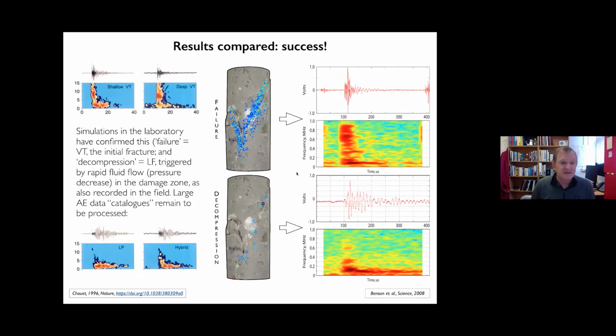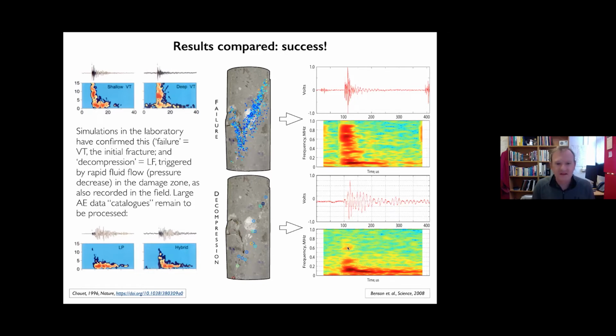So summarize those experiments in one slide. Here we have the failure stage on the top. Sorry, shallow and deep volcanic tectonic events. That's what we're simulating here. On the right hand side, typical data from the acoustic emission sensors shows that high frequency. There's a low frequency component as well, but there's a lot of high frequencies here. In complete contrast to the second stage of the experiment, where we're simulating these long period or low frequency events, and sure enough, the acoustic emission data much lower frequency, and the high frequencies are more or less absent.